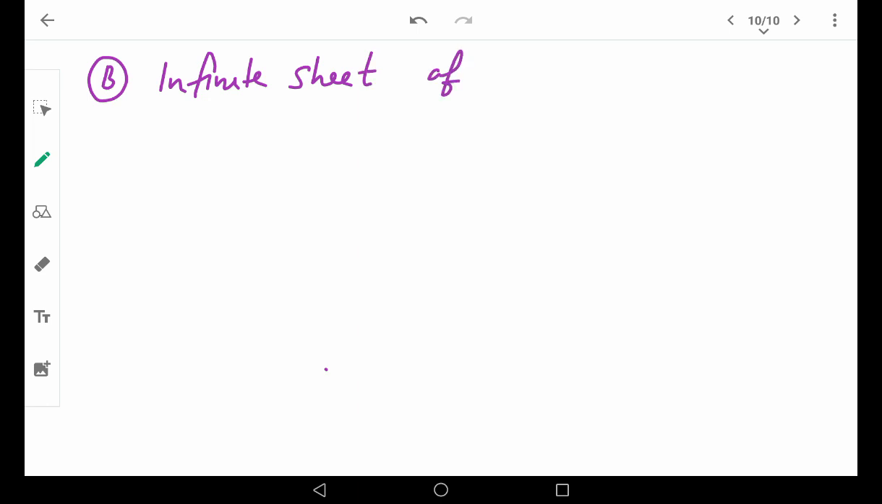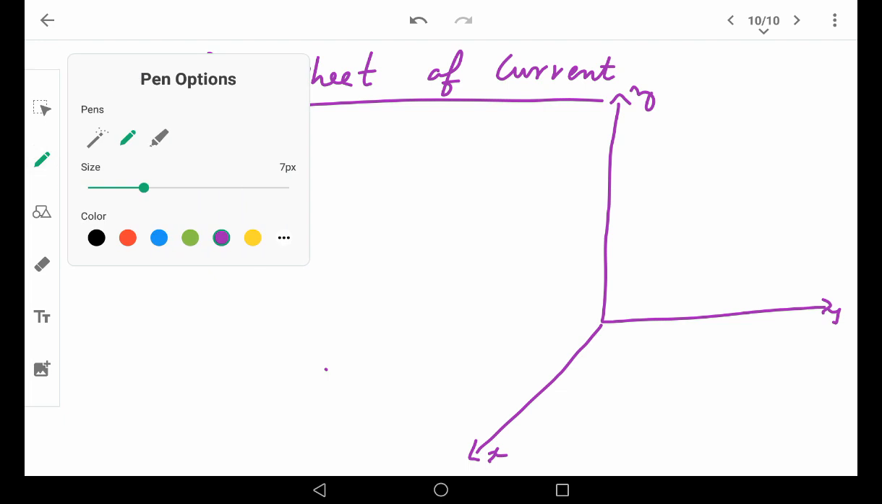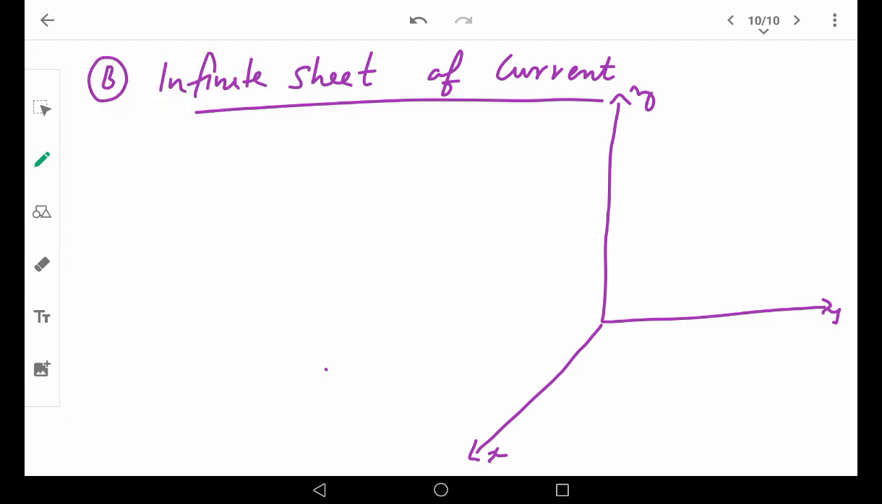Infinite sheet of current. This is the y direction, this is the x direction, and this is the z direction. And I have an infinite sheet of current on the xy plane. I define an infinite sheet of current on the xy plane like this.